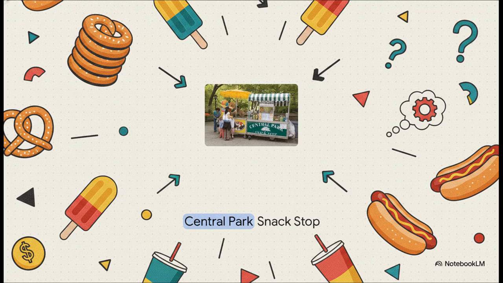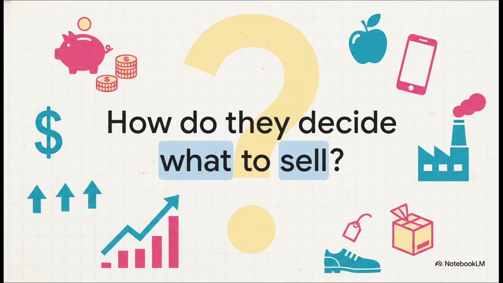Picture yourself right here at the street level. Take a look at this Central Park snack cart. Behind that colorful umbrella, there is a real person making some highly calculated choices before a single pretzel is ever handed over to a customer. Which brings us to the big question. How exactly do they decide what to sell? And, how much of it to actually stock?